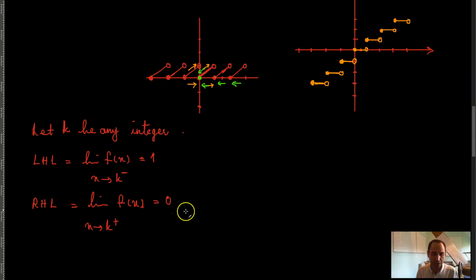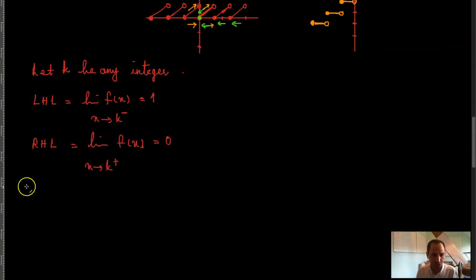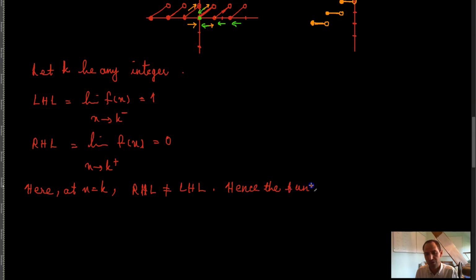Now, of course you can argue that here at x is equal to k, and k is any integer, your RHL is not equal to the LHL, and hence the function is discontinuous at all integers.